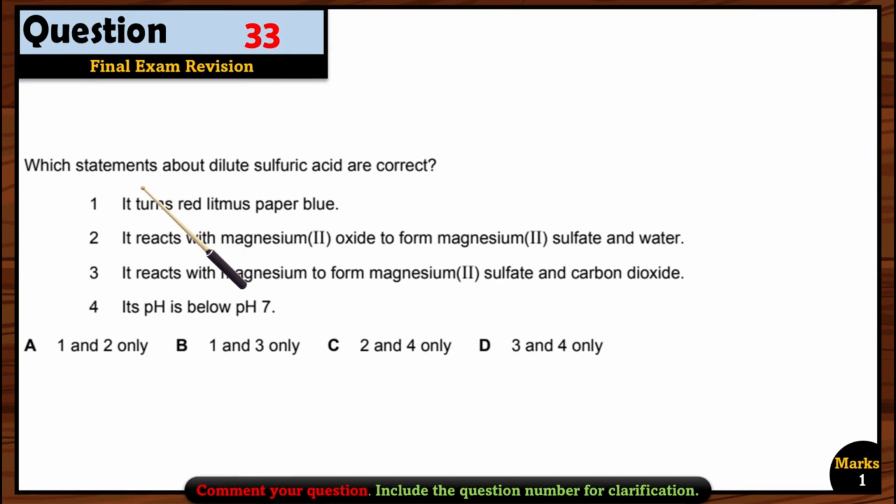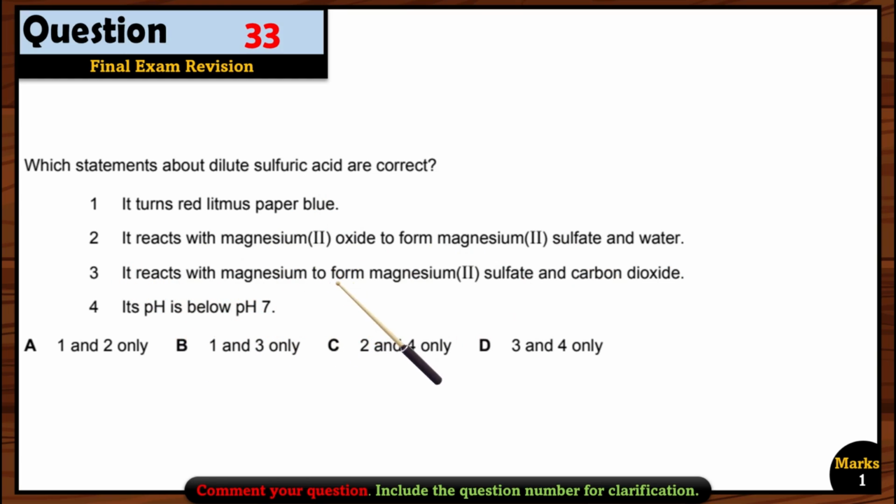We don't have to look for other options. Let's see question 32. Which statements about dilute sulfuric acid are correct? First, it turns red litmus paper blue. Wrong. Okay. It reacts with magnesium oxide to form magnesium sulfate and water. Yes, that's right. Sulfuric acid can react with magnesium oxide and then it will form a salt and water because it's a neutralization reaction.